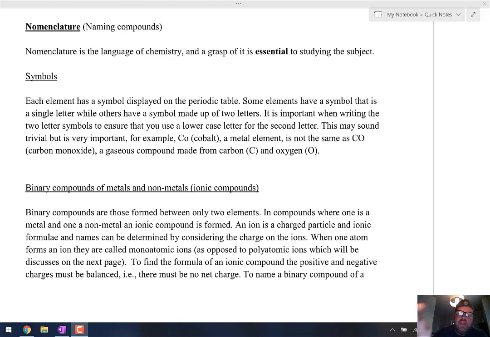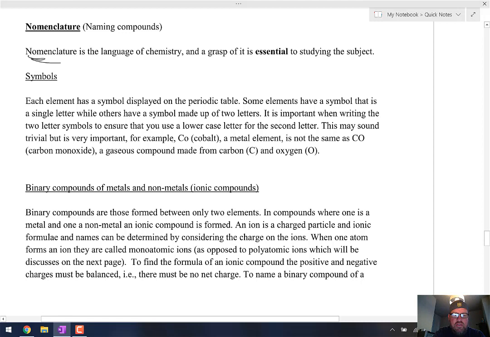So, the last thing we're going to talk about is nomenclature, and nomenclature is just about naming compounds. If I give you the name, how to write the chemical formula. If I give you the chemical formula, how to write the name. Just a couple things before we get started on that.